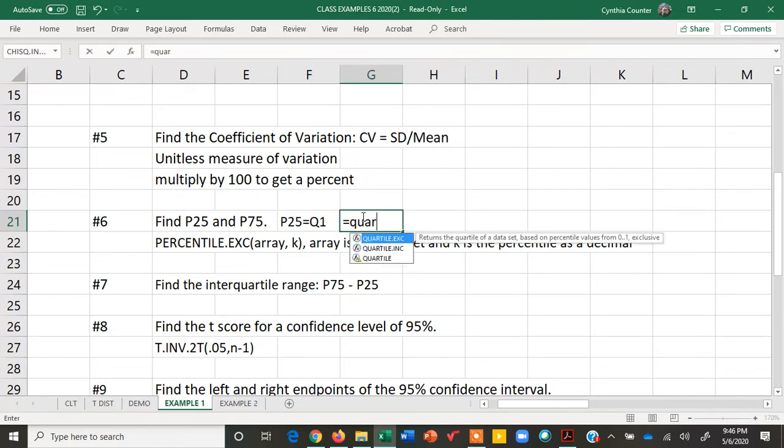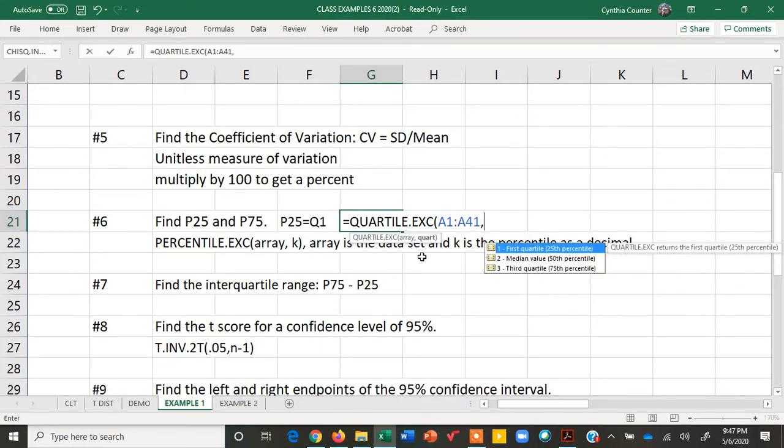You can go to QUARTILE.EXC, quartile exclusive. I use the exclusives because when you're using the quartile or percentile exclusive, the highest it can be is P99. And I like to think of percentiles as 100 equal pieces, bottom 1% below P1, bottom 99% below P99. So if you want 99 as your largest percentile, you're working with this EXC after the dot. So quartile exclusive, the array is our data set, A1 colon A41.